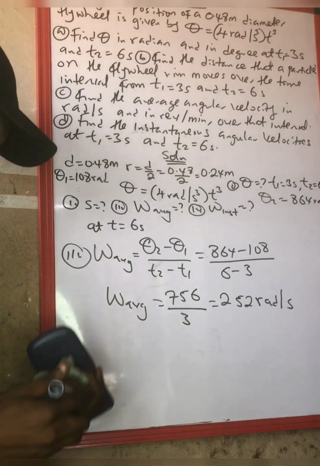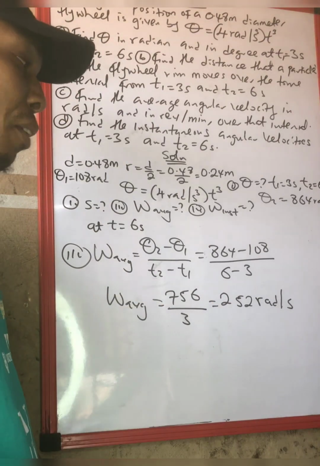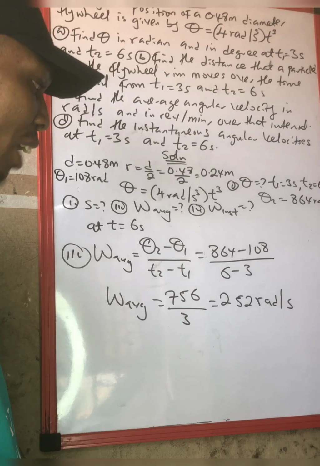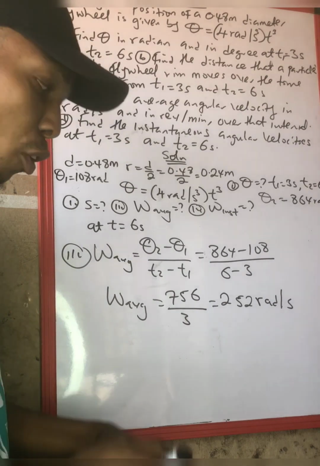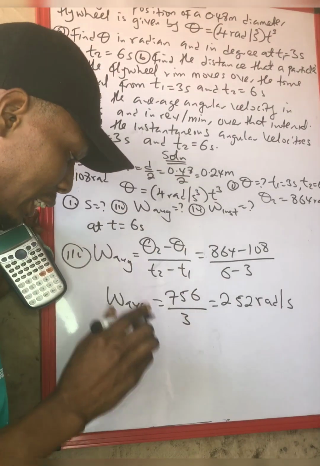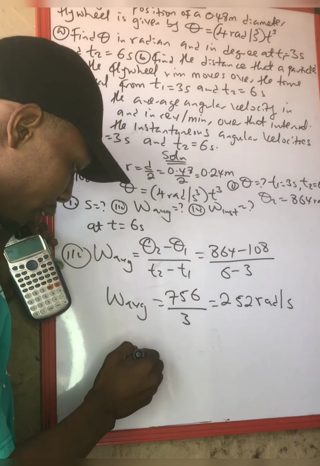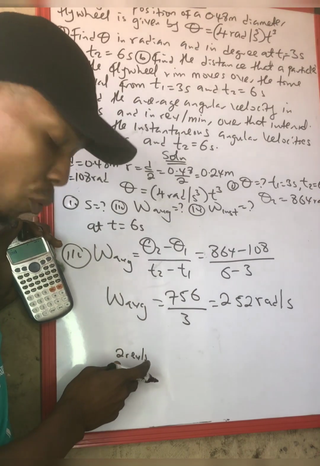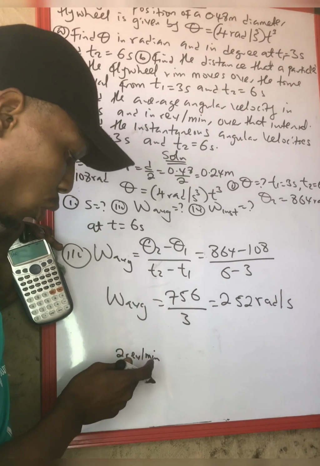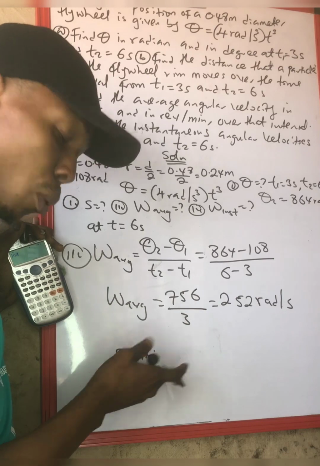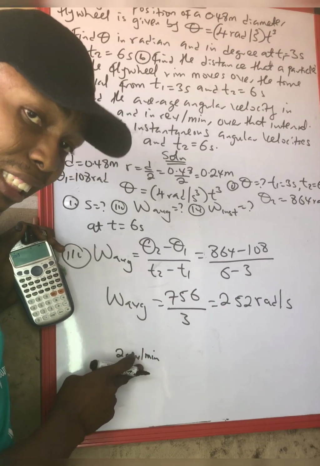Now this time around, we were asked to convert this to what? Rev per minute. How do you convert from rad per second to rev per minute? Don't forget, let me just throw a little more light. In my previous video, I told you, if for example you are given 2 rev per second, or let's say 2 rev per minute, and you are asked to convert to rad per second, what did I say you do? You multiply by 2 pi and divide by what? 360.